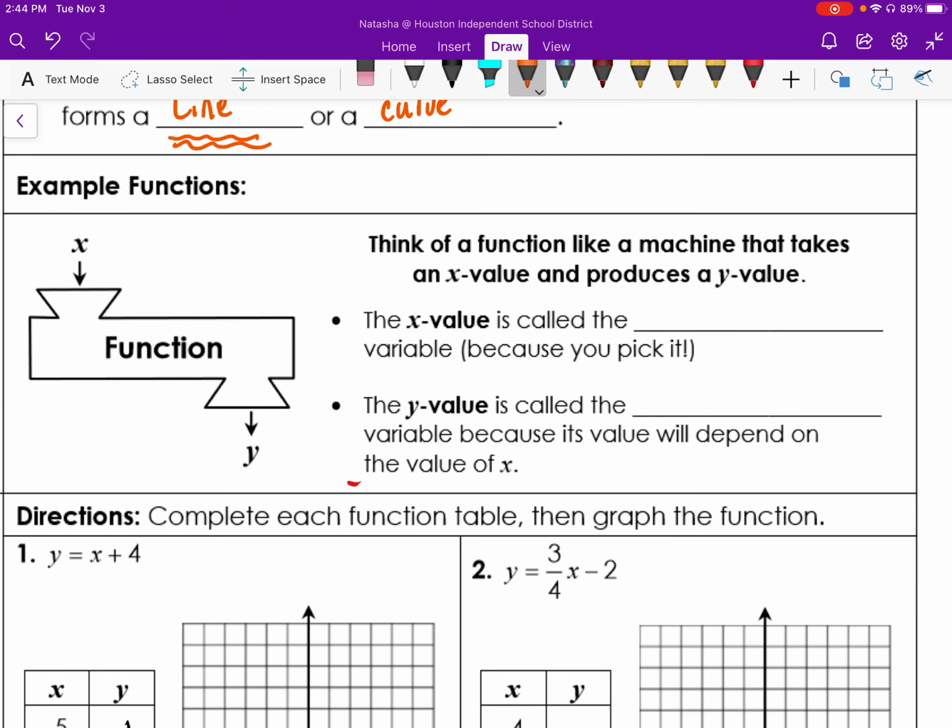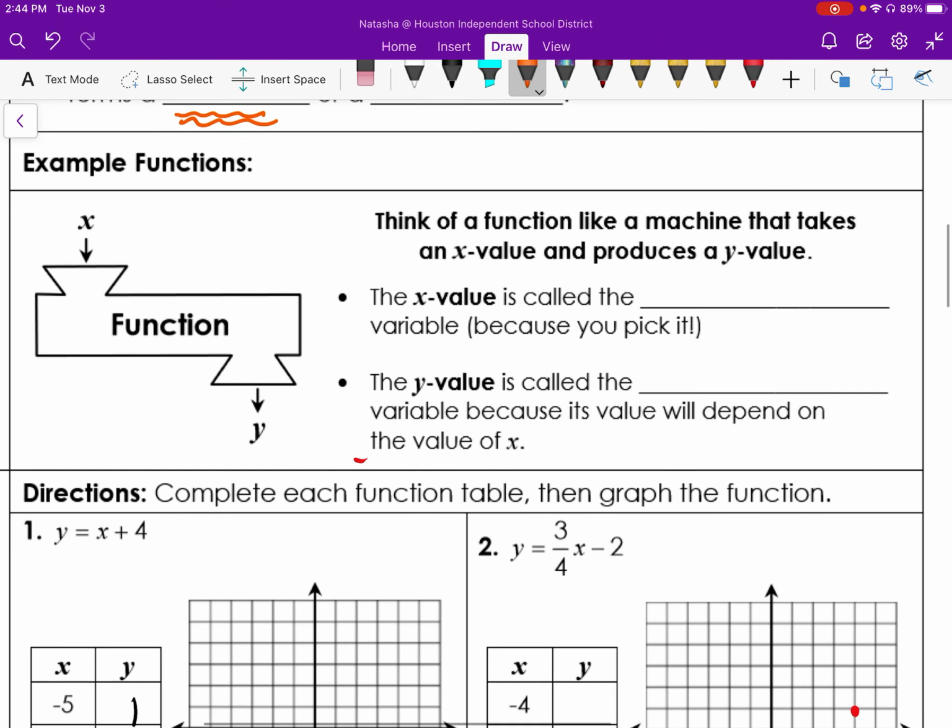And you can look at a function like a machine that takes an x value and produces a y value. So you could think of your x value like you're inputting gas into your car. And when you drive that car, the car is doing some things to that gas so that the car will run. And then it generates the output, which is the exhaust that comes out of your car.